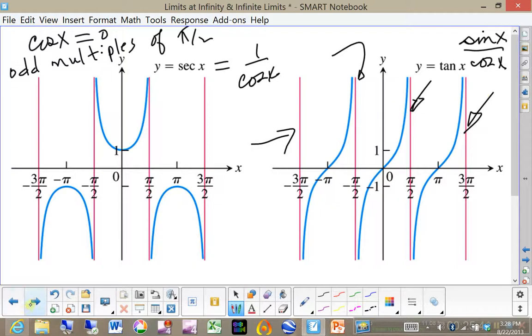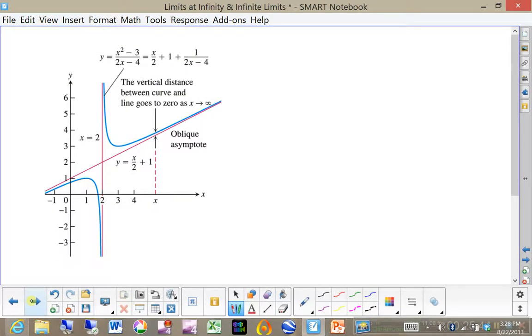Now, finally, we're going to look at a function that has an oblique asymptote, sometimes called a slant asymptote. First of all, this particular function has a vertical asymptote where 2x minus 4 equals 0, and so we get x equals 2 as the vertical asymptote.